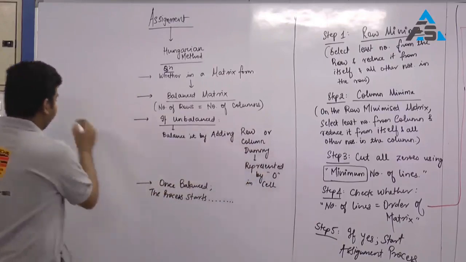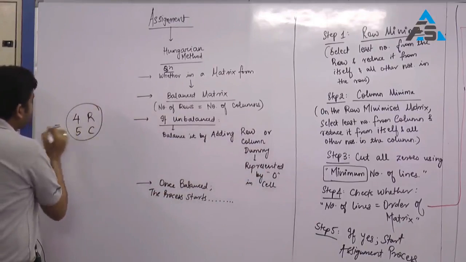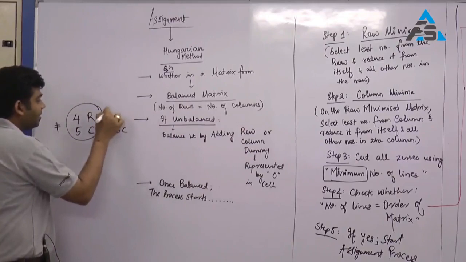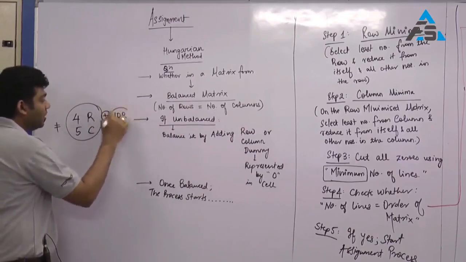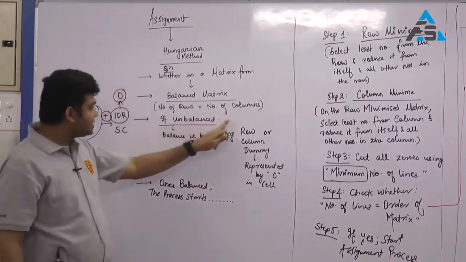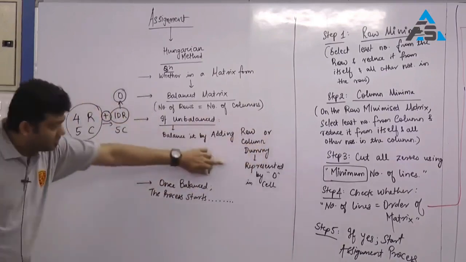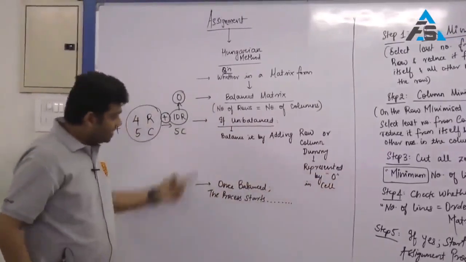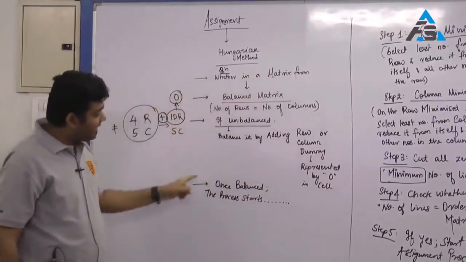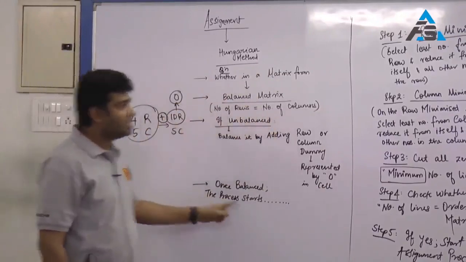So suppose there are 4 rows and 5 columns. So obviously this is not equal, this is not balanced. How do you balance it? 5 columns will remain as it is, but here you will add 1 dummy row. The dummy row will be represented by 0. So if it is an unbalanced matrix, balance it by adding dummy row or dummy column as the case may be by representing 0 in the cell. Next, once balanced, that is number of rows is equal to number of columns, then the process starts.